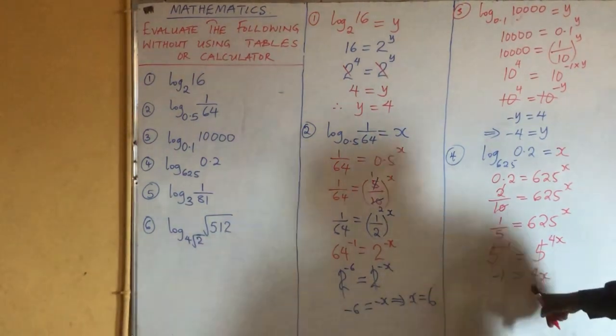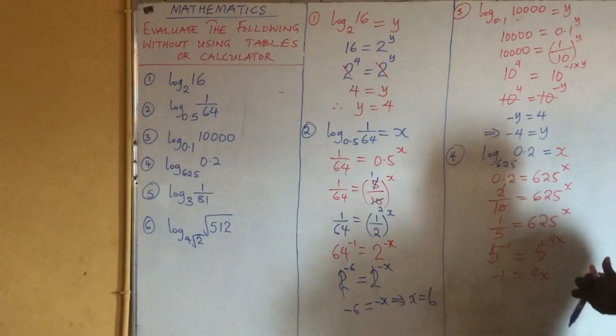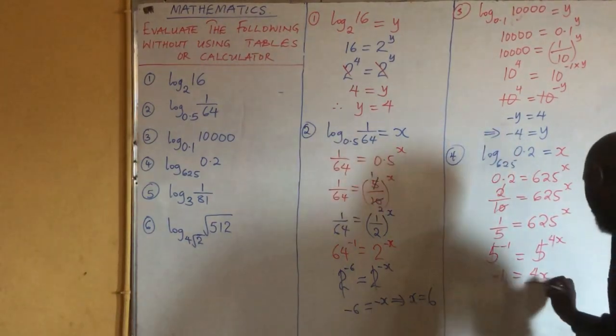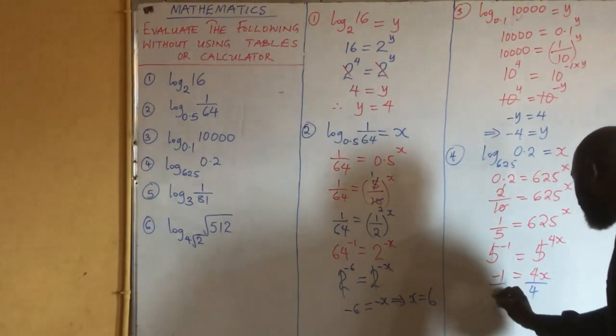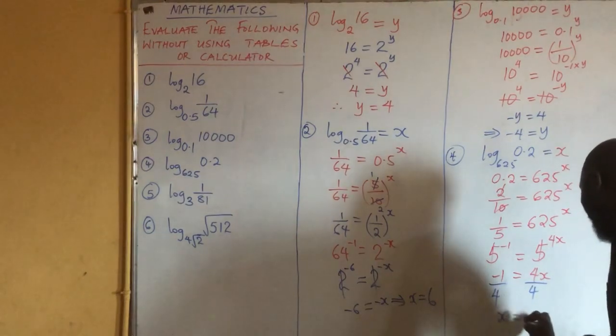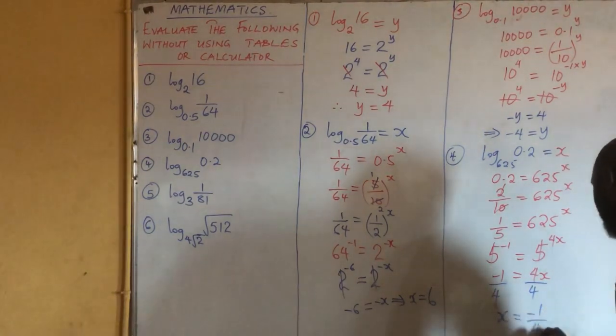So we are dividing both sides by the coefficient of x, which is what? 4. So we have 4 and 4. So therefore our x is minus 1 over 4.